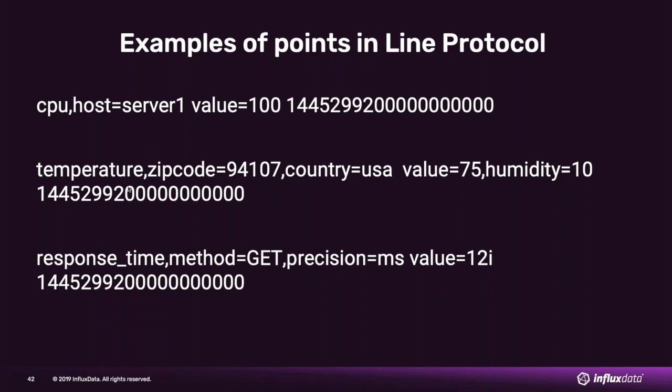The next one, our measurement is temperature, and we've got our tag set, which is the zip code and the country, so we know that this is in California in the US. We've got a space there to differentiate the field set, and the temperature we see is 75 and the humidity is 10, at that specific time point. And then, as we said, you can pull in your fields in various formats. So on the next one, we're measuring response time, and we're using a method of get per millisecond. And the field there, that value is 12i, and then we've got our timestamp as well.